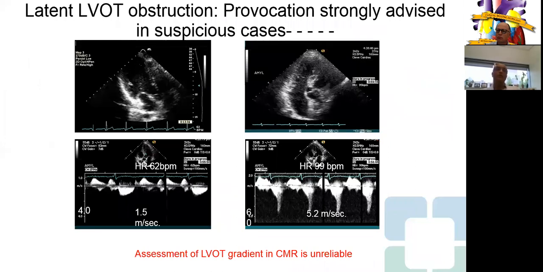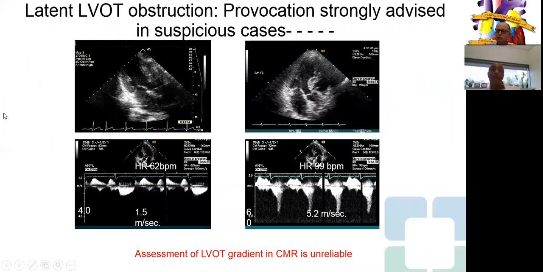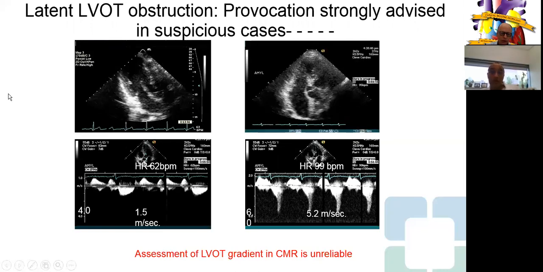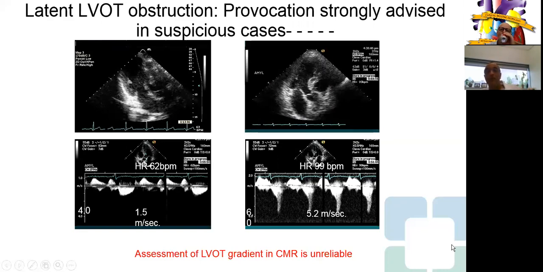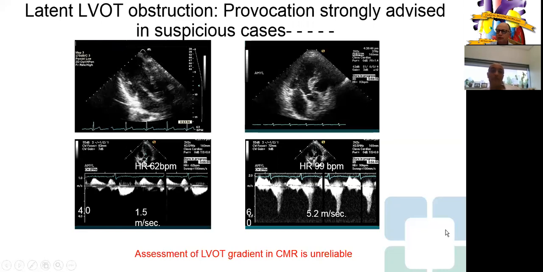And as I alluded to earlier, often LVOT gradient obstruction may be latent, and provocation is strongly advised. So this is a patient of mine, complaining of dizziness, lightheadedness with exertion, and he had seen everybody, including a psychiatrist, because he was told that he was anxious and he was making up his symptoms.